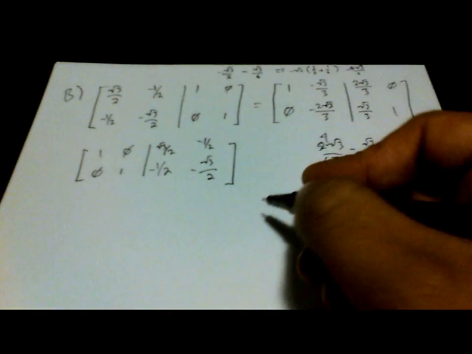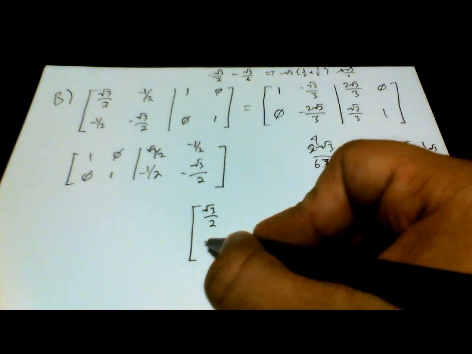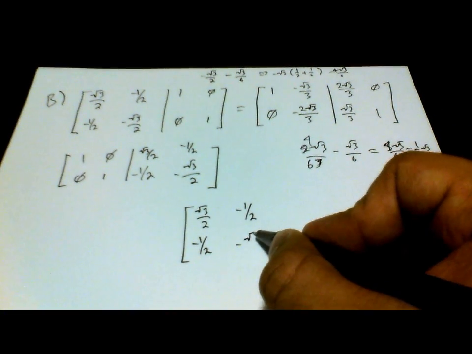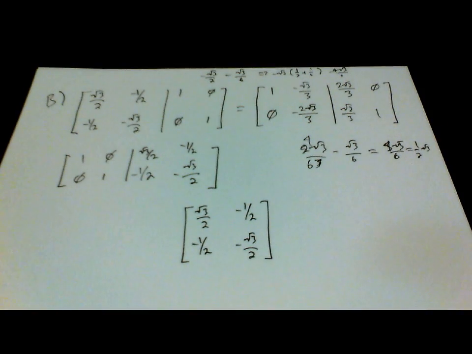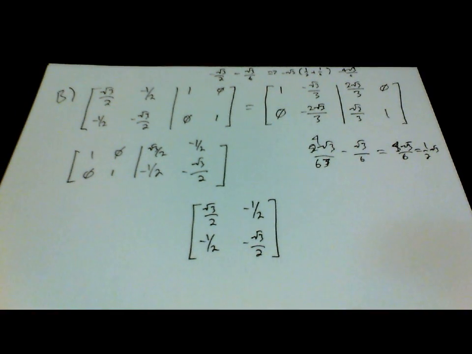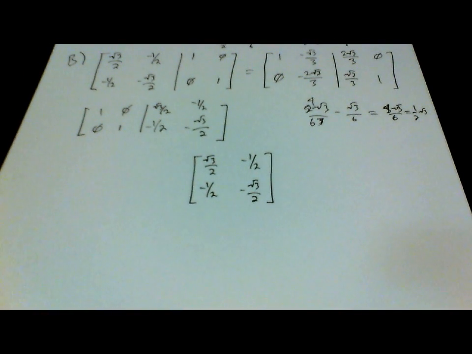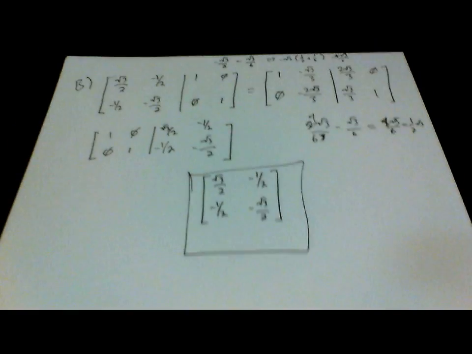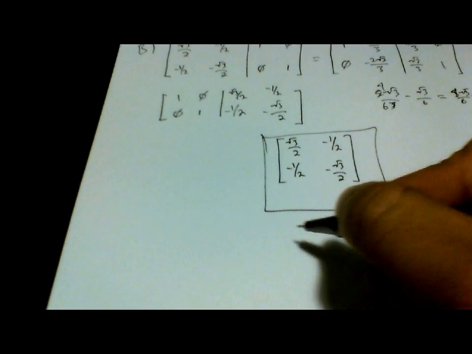So the inverse here is root 3 over 2, negative 1 over 2, negative 1 over 2, negative root 3 over 2. There we go. If you don't trust my algebra or you want to go through it quickly again yourself, then by all means try to do the matrix row reduction yourself. It's not too bad. As you can see, you can do it in 3 steps, but it's okay.